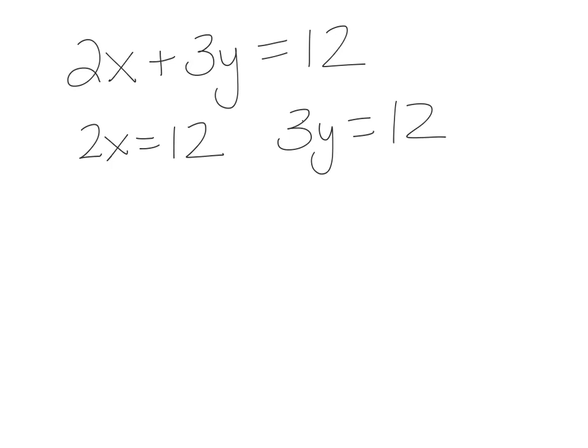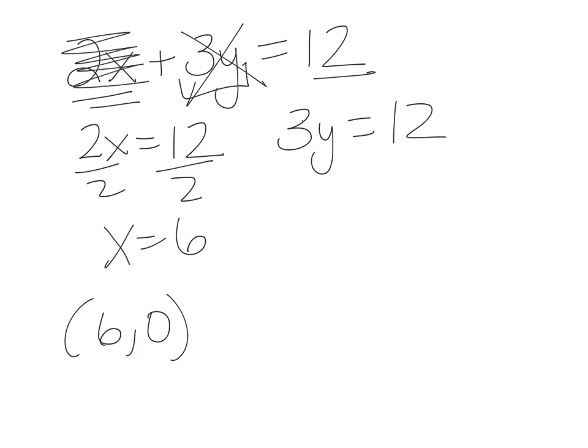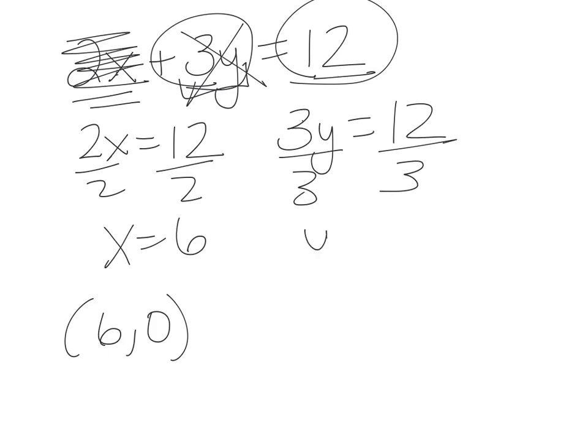Right? Because what happens when I put 0 in for y here, that term goes away, and I'm just left with 2x equals 12. Well, you can solve that. Divide by 2, and you get x is equal to 6. So that's the ordered pair (6, 0). Over here, if I take the 3y equals 12, that's because if I put 0 in for x, the 2x goes away, and you're left with 3y equals 12. We'll divide by 3, and you get that y is equal to 4. Well, that's the y-intercept. You would get (0, 4).